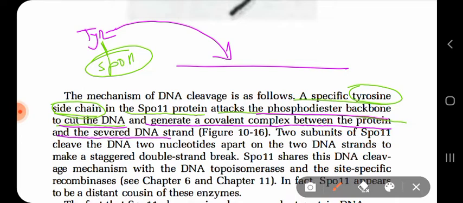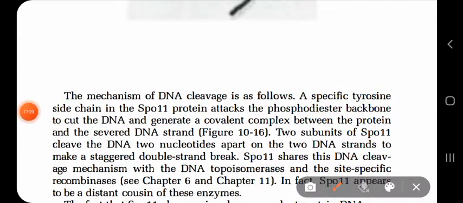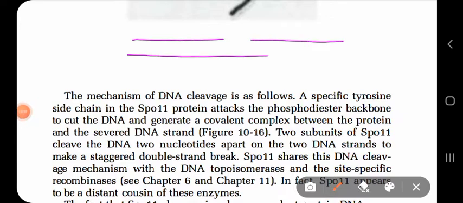Now there are two subunits of SPO11 that cleave the DNA two nucleotides apart on the two DNA strands to make a staggered double-stranded break. So it cleaves the DNA strand in such a way as to create a sticky end. A staggered break means creating a protruding end like this. It cleaves in this way to produce these protruding, sticky ends.